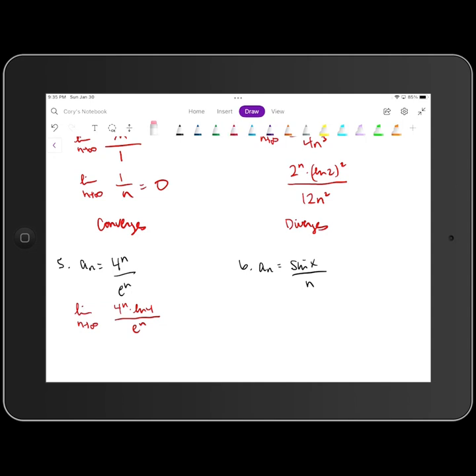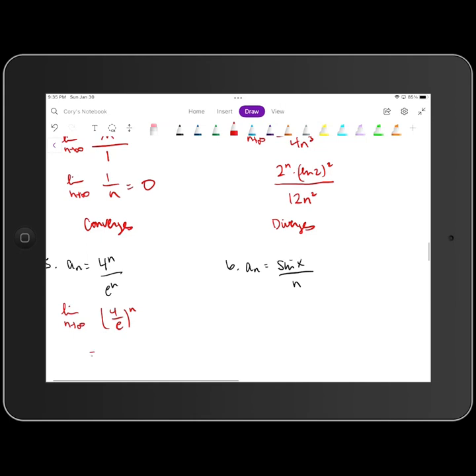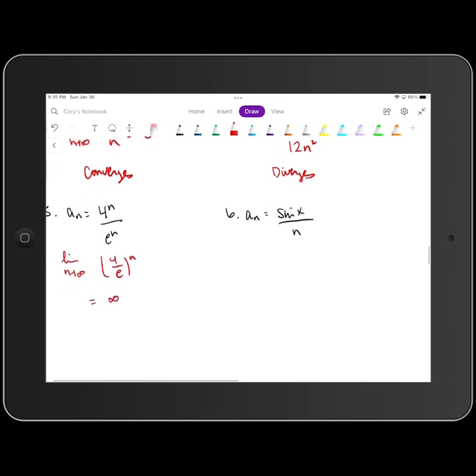So what I can do actually with number 5 is I can rewrite that quotient as 4 over e raised to the n power. And 4 over e is going to be some number that's slightly bigger than 1. If I take a number that's bigger than 1 and raise it to the n power, as n goes to infinity, that limit's going to wind up going to infinity, which means that that sequence there diverges.